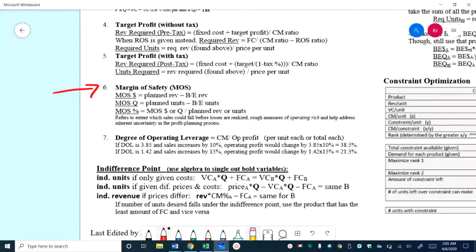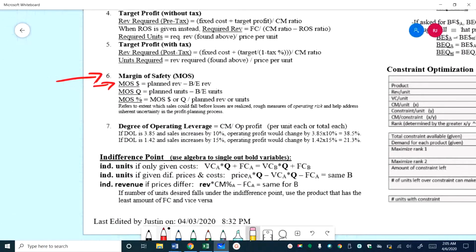So if I ask you for the margin of safety revenue, you're just going to take the planned revenue minus your break-even revenue. Margin of safety quantity equals planned units minus break-even units, and margin of safety percent just equals one of the ones you found above divided by their planned revenue if you're using revenue, or planned units if you're using units. Okay, so degree of operating leverage is our last question we're going to work on.